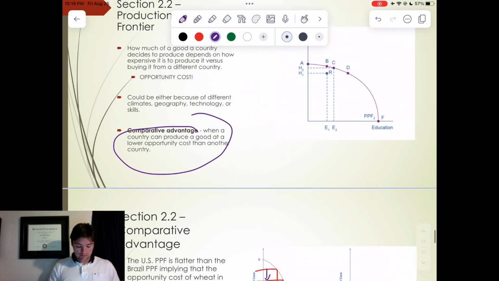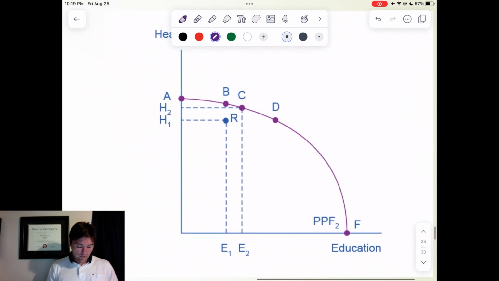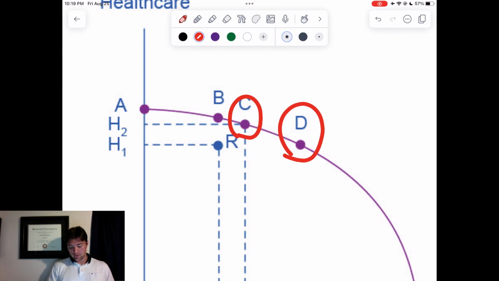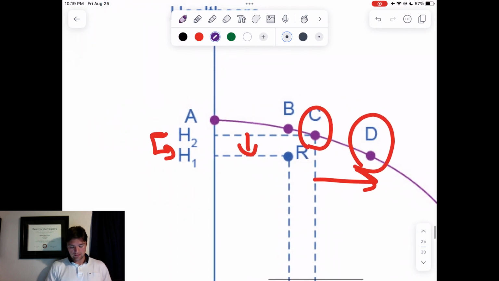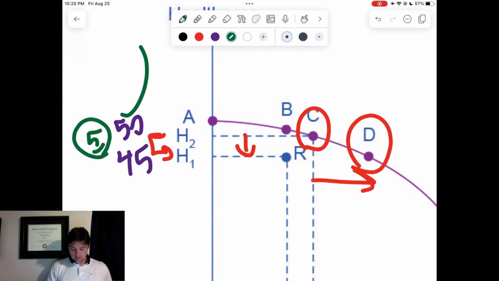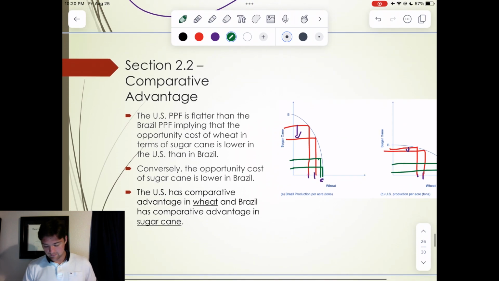And the opportunity cost comes from the movement from point to point. So basically, if I was going from C to D, what is the opportunity cost? Well, I'm gaining education, but I'm giving up the healthcare. Well, what's the difference in this healthcare? Let's say it was 50 and 45. Well, the opportunity cost would be 5. So that's how we find opportunity cost there.